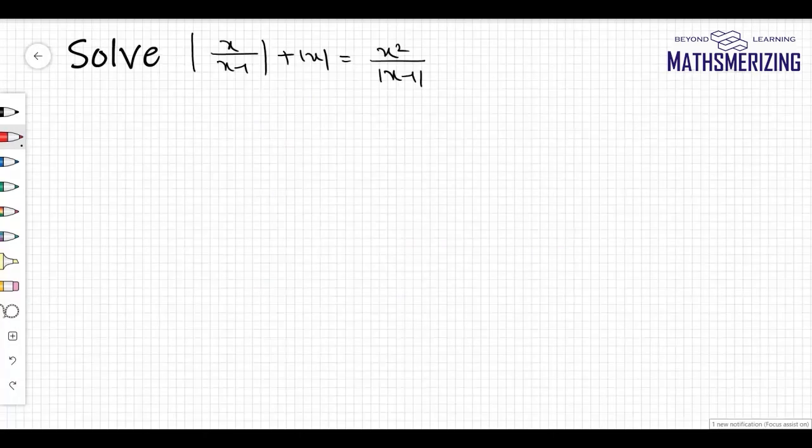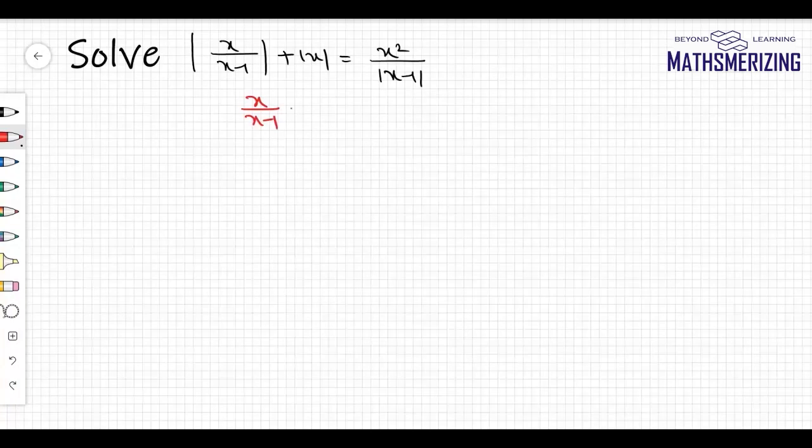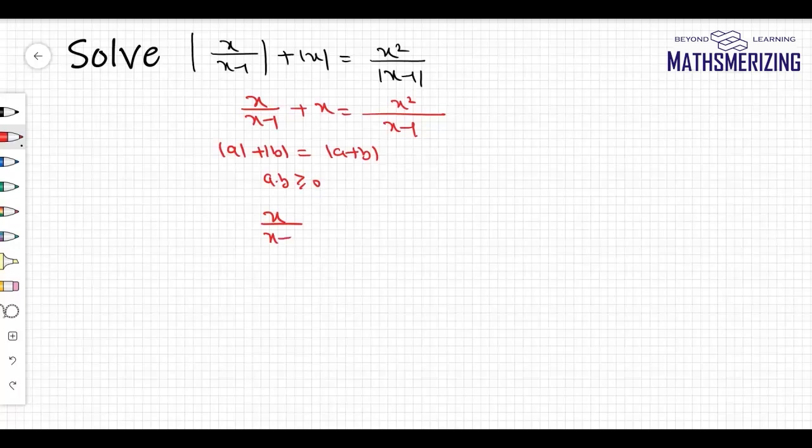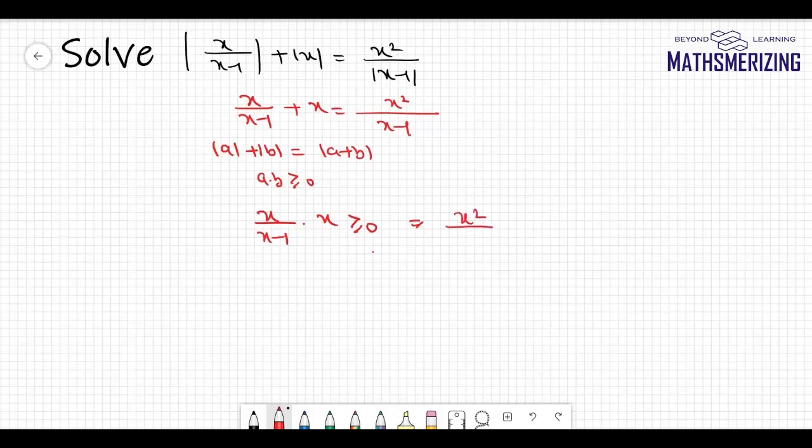Now this question is mod of x upon x minus 1 plus mod of x is equal to x square upon x minus 1. So what I see is if I add these two, x upon x minus 1 plus x, so what I'll get is x square upon x minus 1. So again I see this form mod a plus mod b is equal to mod of a plus b. So again here the condition will be a into b should be greater than or equal to 0. So I'll get x upon x minus 1 into x, it should be greater than or equal to 0. So this is x square upon x minus 1, it should be greater than or equal to 0. Now x square is always positive, so I can remove it from the inequality. Now 1 upon x minus 1 should be greater than or equal to 0.